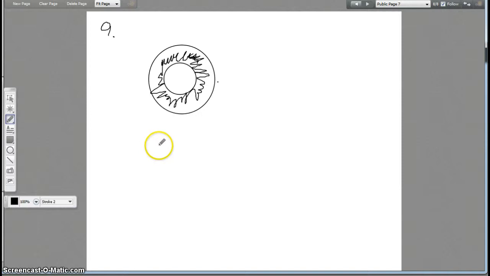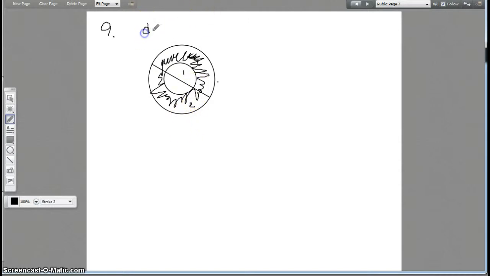Okay, so it says the diameter of the larger circle is twice the diameter of the smaller circle. Well, if you remember, diameter is the distance all the way across. So I'm going to draw a line that goes all the way across through the middle. And I'm going to call the bigger circle 2 and the smaller circle 1. So I'm going to write, if I can get it back into pen mode, the smaller circle is 1, the bigger circle is 2.